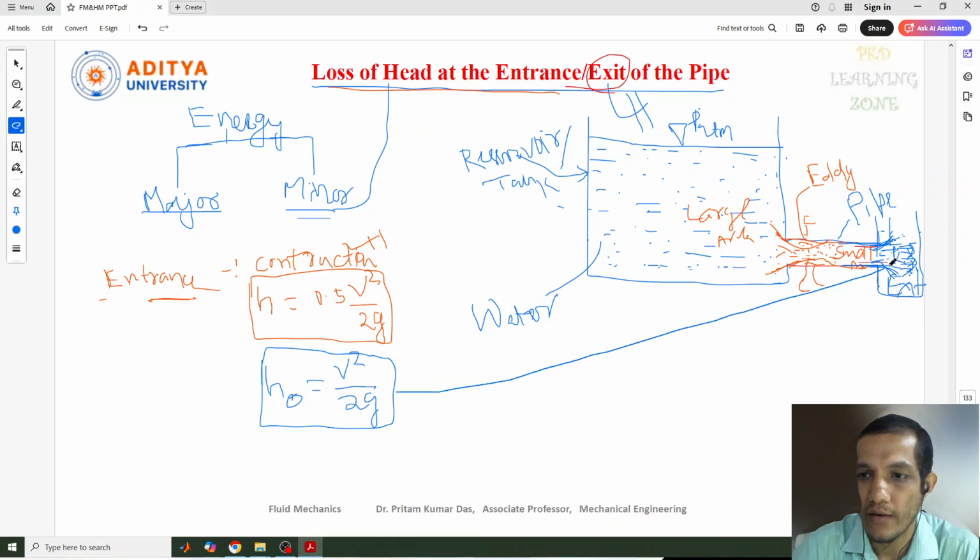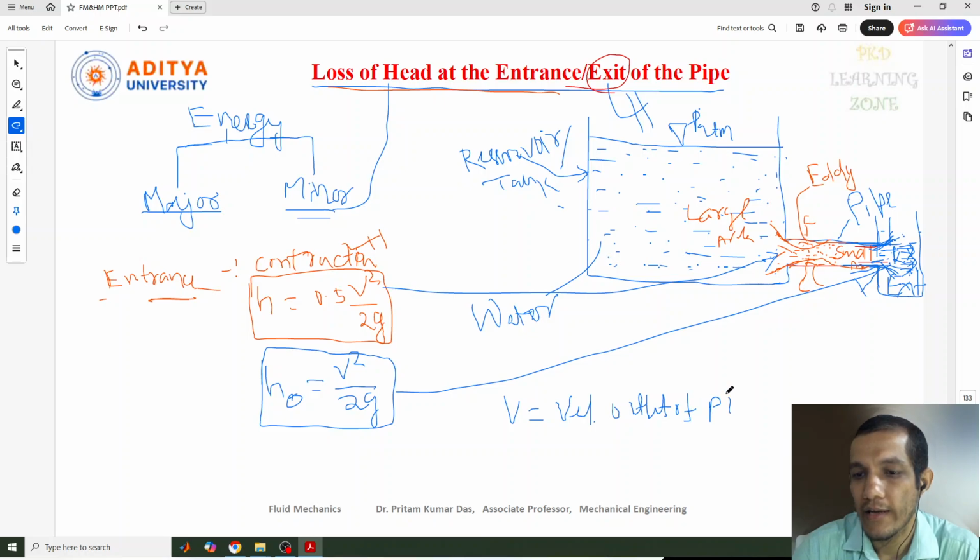So V square by 2g, where V is for this equation, and this is for this one, not this one. We can draw it here. And here also you can write V is nothing but the velocity at the outlet of the pipe, and there you can write V equal to the velocity at the inlet of the pipe.